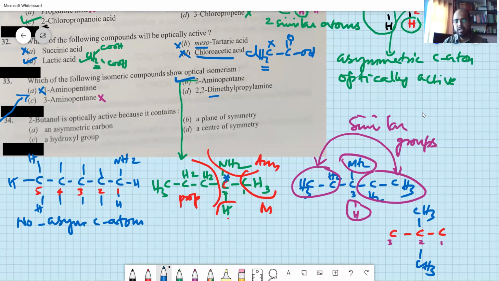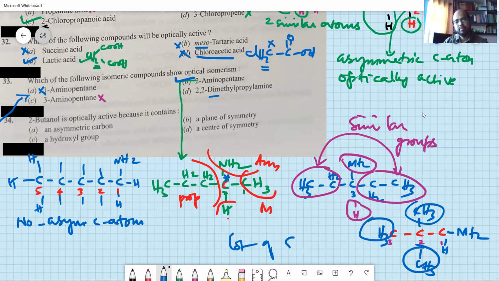This is a propyl, and this is NH2, CH2, and here you will have CH3. So you can see that there is a lot of symmetry there. So this is also not optically active. So the only right answer is B. B is the right answer. 2-aminopentane shows optical isomerism.